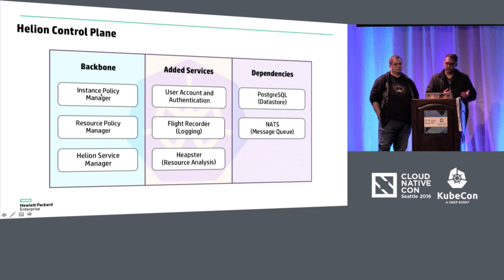We have Instance Policy Manager, Resource Policy Manager, and Helion Service Manager. And I'll go a little bit into all these 3 in detail. So Instance Policy Manager is basically the microservice that's responsible for taking in the API calls that are made to create an instance, or it basically handles the life cycle of that instance. So things like creates, updates, and all of that.